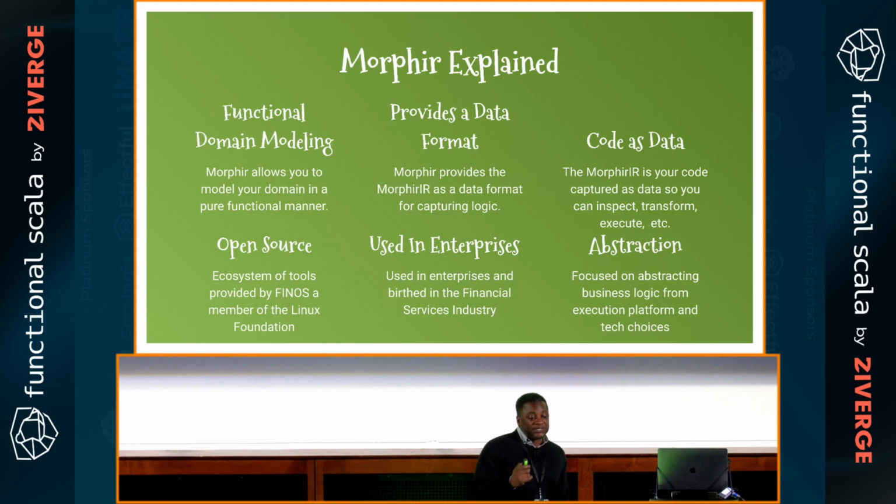So what is Morphir? Very simply, it's functional domain modeling, right? I like domain-driven design, and if you put another spin on it, functional domain modeling. There's a great book by Scott Wlaschin, which is Domain Modeling Made Functional. We read that book and we really took it to heart. So Morphir allows you to model your domain in a pure functional manner. It provides a data format, an intermediate representation, IR, for capturing logic. It's code as data, right? It's not just another IDL where you get interfaces and schemas, but you actually can capture logic.